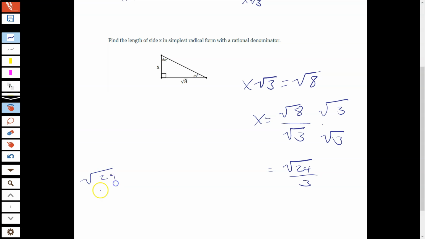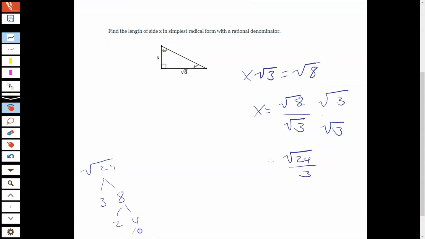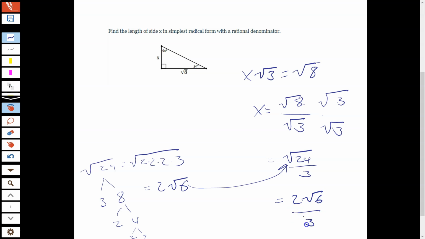What we get, right, is we can do 3 times 8, 2 times 4, and 2 times 2. So we have 2 times 2 times 2 times 3 from the bottom of my tree there. So what I get is 2, and then square root of 6 is left over. So that is equal to the square root of 24. And that is my final answer. So that is the length of that side.